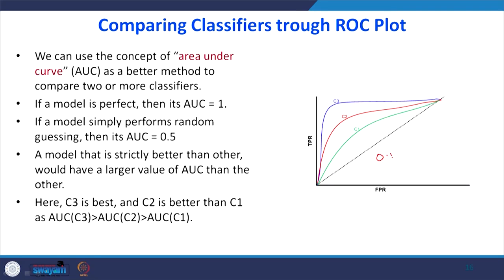A model that is strictly better than another would have a larger value of AUC, area under curve, than the other. So out of these three, C3 has the higher area under curve. So that model and that corresponding threshold value is better to classify which is 1 or which is 0 when compared to C2, C1. Here C3 is the best, C2 is better than C1, as the area under curve of C3 is greater than the area under curve of C2, which is greater than the area under curve of C1.